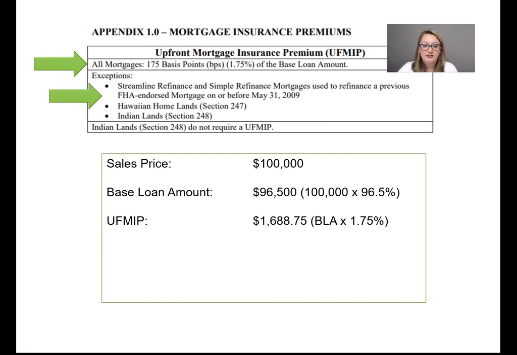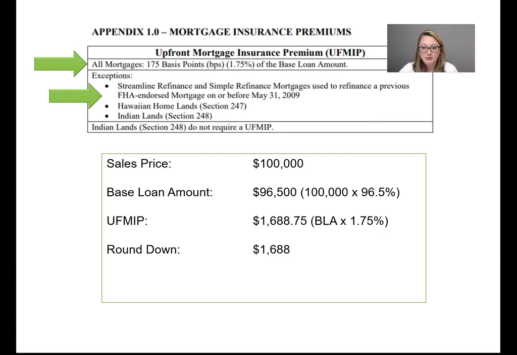Then you'll calculate the UFMIP. Well, in this case, we're using 175 basis points. So how you would calculate that is you would take the base loan amount times 1.75%. That actually turns out to be 96,500 times 0.0175. And you should get $1,688.75. That's the one-time upfront mortgage insurance premium.